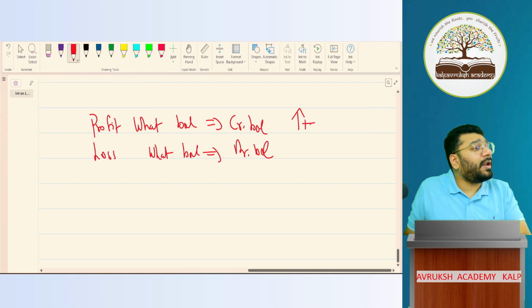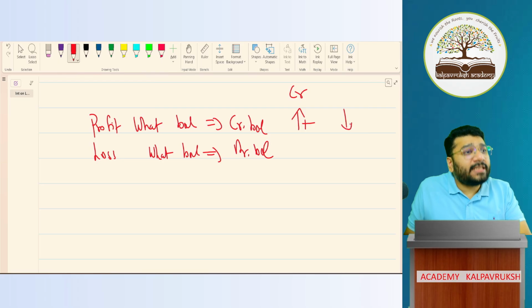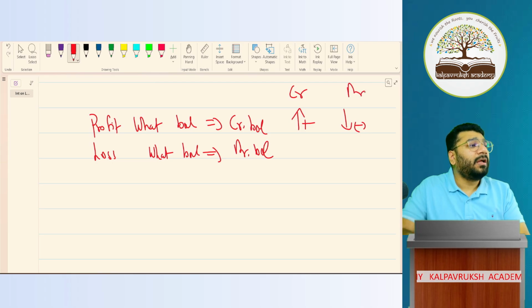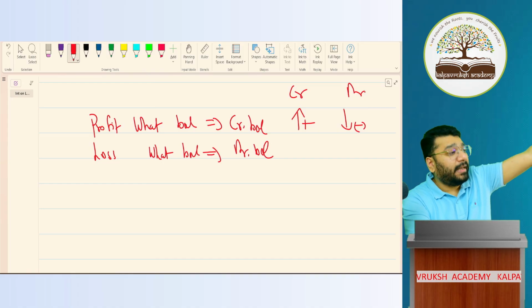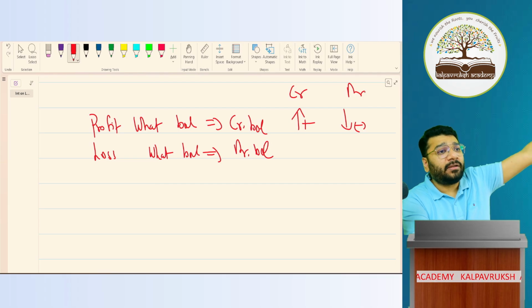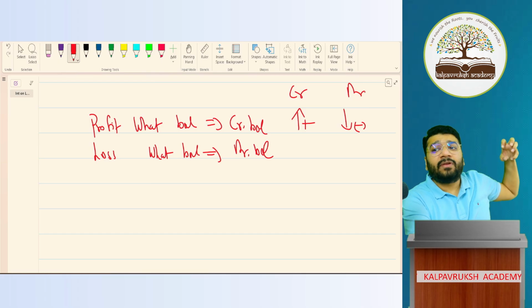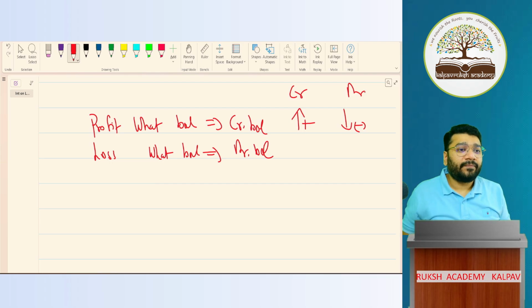Okay, now, if profit is credit balance, if I have to increase or add profit anywhere, I have to give a credit. If I want to decrease profit anywhere, if I have to remove profit from anywhere, I have to give a debit. Now, I have to transfer profit from trading account to P&L account. Trading account is a separate ledger. P&L account is a separate ledger. So now I have to remove the profit from trading account.